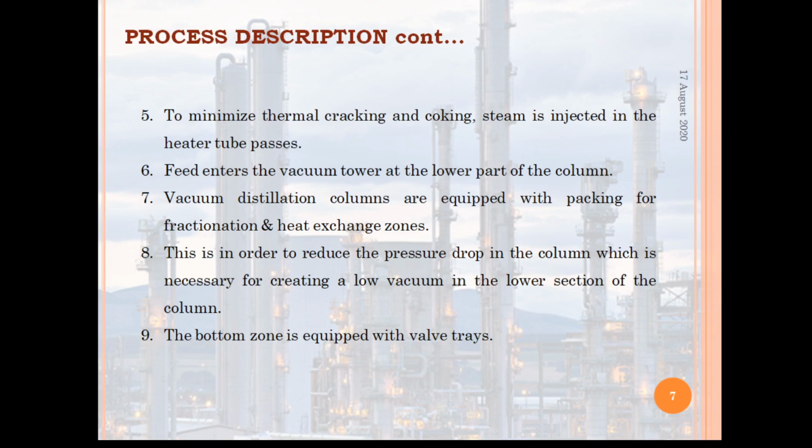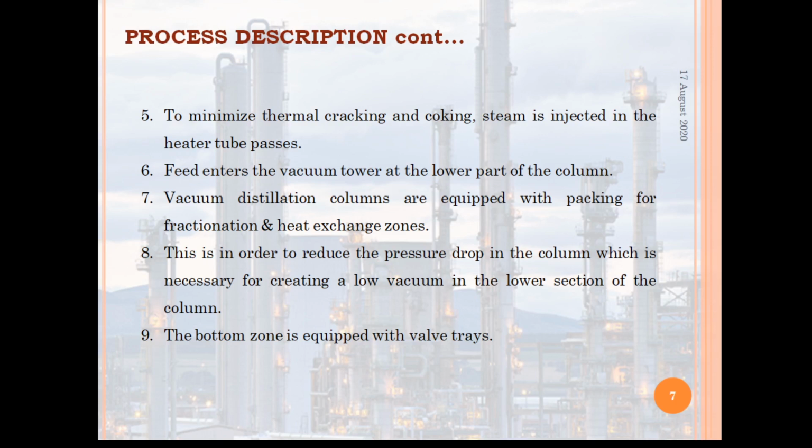Next point is to minimize the thermal cracking and coking process. As we are producing the vacuum inside that column, it helps to reduce the temperature for the separation. As it reduces the temperature, it helps to minimize the thermal cracking and also the coking. So steam is injected in the heater tube process, and then the feed enters the vacuum tower at the lower part of the column.